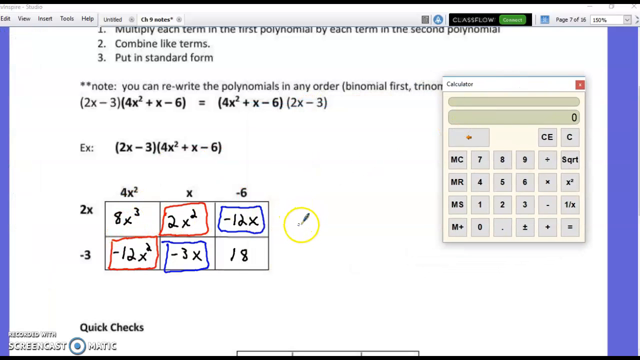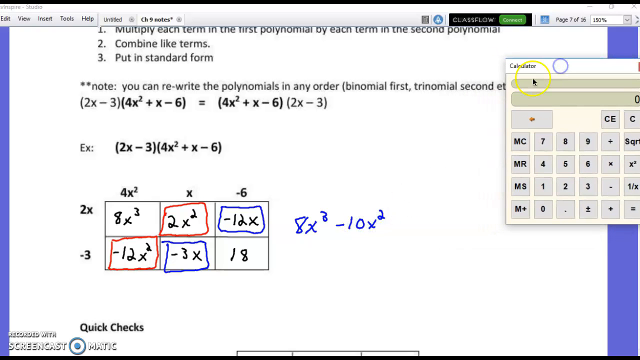So our final answer would be 8x to the third. And then in order of operations, I'm going to write my x squared. So it's either a negative 12x squared plus 2 or a 2 minus a 12x squared. When you type that in your calculator, it's going to give you a negative 10x squared. So negative 10 would be that coefficient.